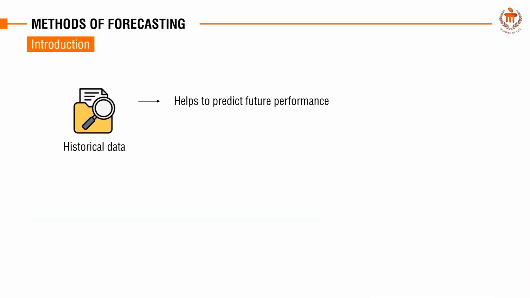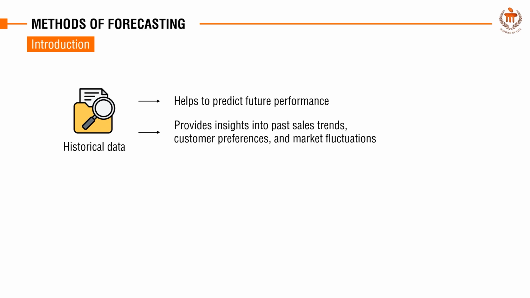In the context of forecasting for an existing product, we begin by emphasizing the importance of utilizing historical data to make informed predictions about future performance. Historical data serves as a foundation, providing insights into past sales trends, customer preferences, and market fluctuations. By analyzing this data, we can identify patterns that may influence future demand.